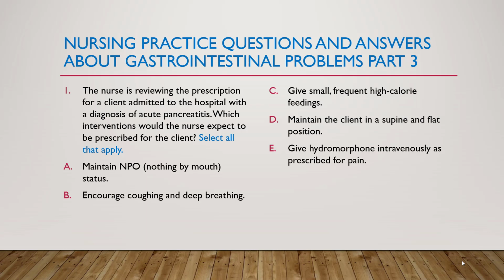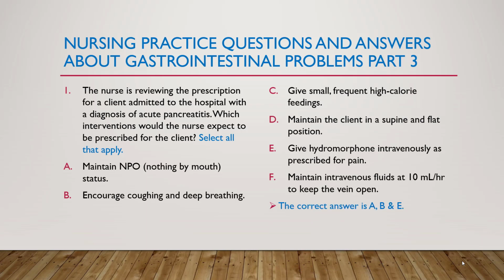Option E, give hydromorphone intravenously as prescribed for pain. Option F, maintain intravenous fluids at 10 ml per hour to keep the vein open. So the correct answer for this question is options A, maintain NPO status, option B, encourage coughing and deep breathing, and option E, give hydromorphone intravenously as prescribed for pain.